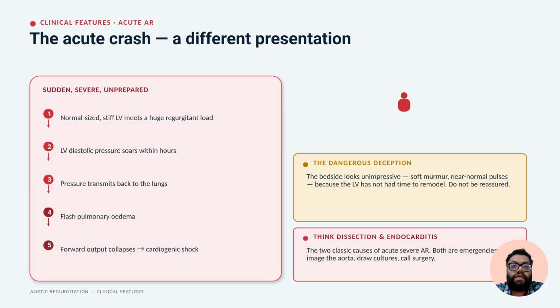Now, the part that catches people out in the gold box: the bedside examination looks deceptively bland. The murmur is soft and short, the pulses are nearly normal, none of the flamboyant chronic signs are present, precisely because the ventricle has not remodeled. A sick patient with an unimpressive heart examination is the trap. Whenever you meet acute severe AR, two diagnoses should leap to mind: aortic dissection and infective endocarditis. Image the aorta, take blood cultures, and get the patient in front of a surgeon. This is measured in hours, not days.